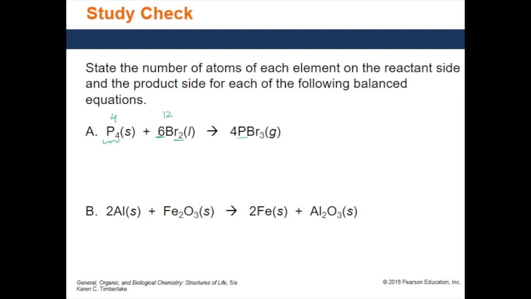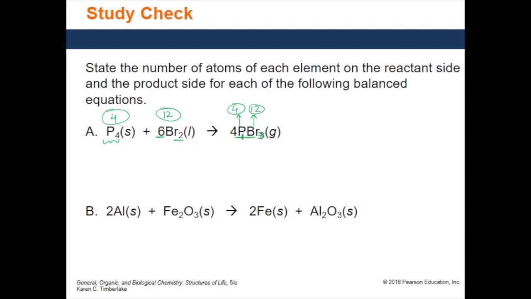Here in PBr3, how many atoms of phosphorus? This would be 4. Coefficient is 4 times the subscript, which is here 1. If it's not written, it is 1. So phosphorus in the product is also 4 times 1, which is 4, and bromine is 4 times the subscript, which is 3. So 4 times 3 is 12. So essentially all of them you can see are balanced. 4 and 4, 12 and 12.